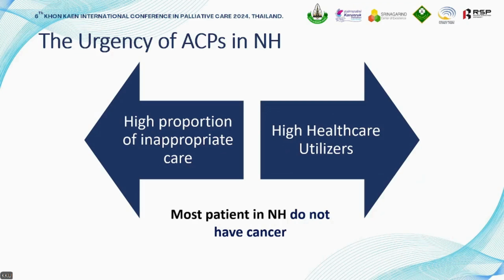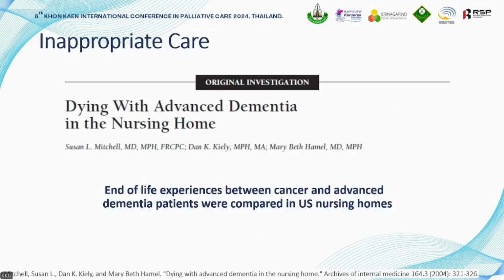And one of the observations is that most patients in the nursing homes do not have cancer. And I think this is a contributing factor as to why residents of aged care facilities suffer high proportions of inappropriate care and are high healthcare utilizers. Let me substantiate what I mean.